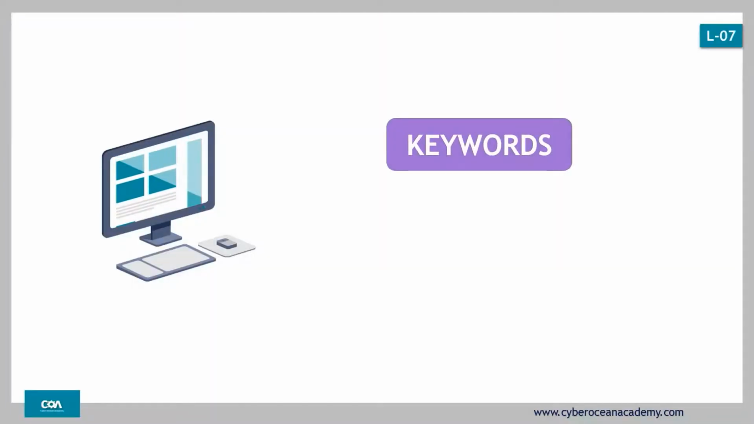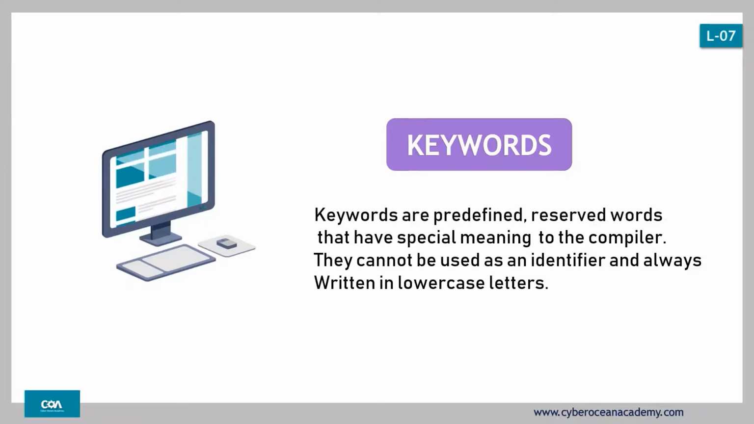Now, keywords. In C programming, when you write any word, it can be either a keyword or an identifier, where the meaning of a keyword is fixed. These are the reserved words. You cannot use these words as a name of a variable or as a name of an identifier. So we can say that keywords are predefined reserved words that have a special meaning to the compiler, and they cannot be used as an identifier and are always written in lowercase letters.